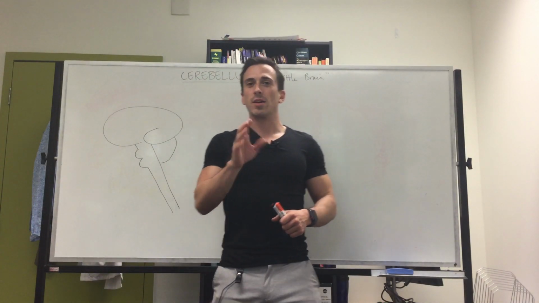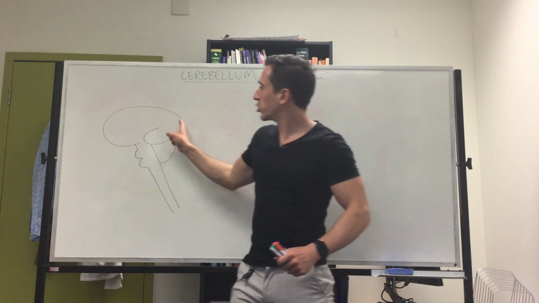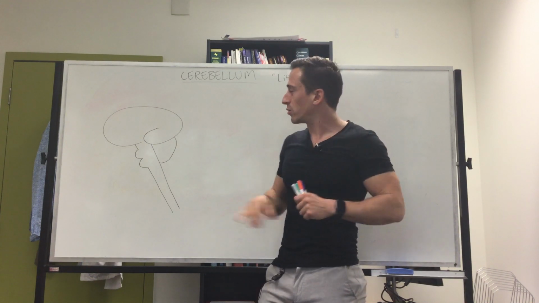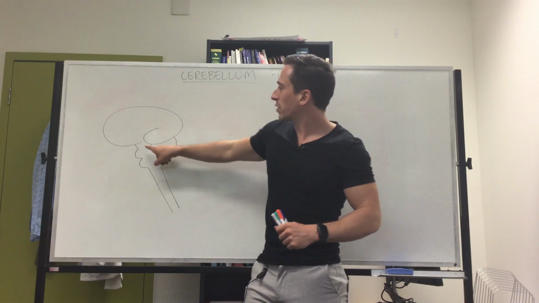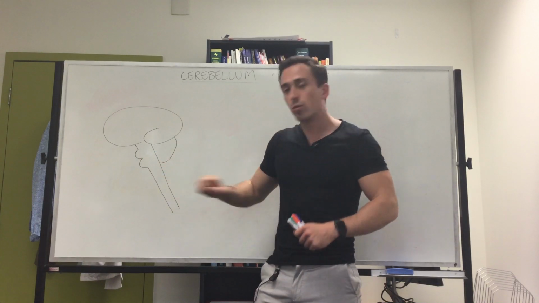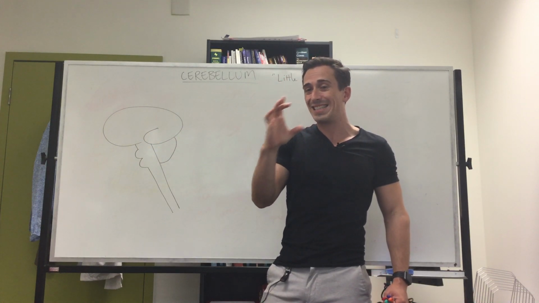Let's take a quick look at the cerebellum, which means little brain. Now I've drawn up a very rough diagram here of the cerebrum, which I've spoken about before. It makes up most of the mass of the central nervous system. Then you've got the midbrain, the pons, the medulla, and then the spinal cord. Remember, midbrain, pons, and medulla make up the brain stem.